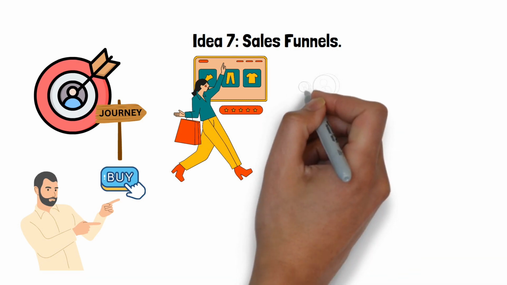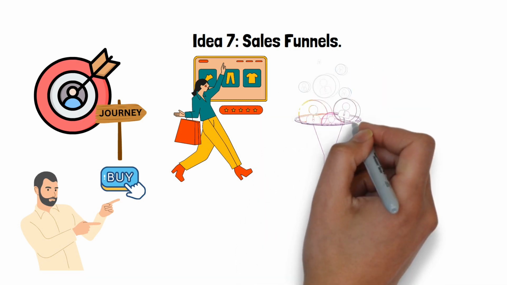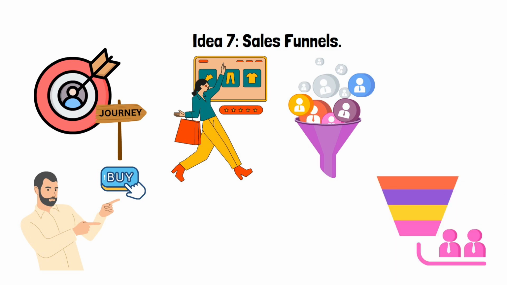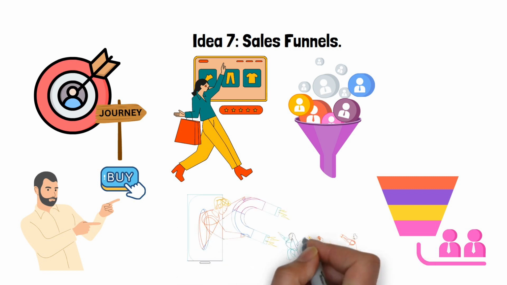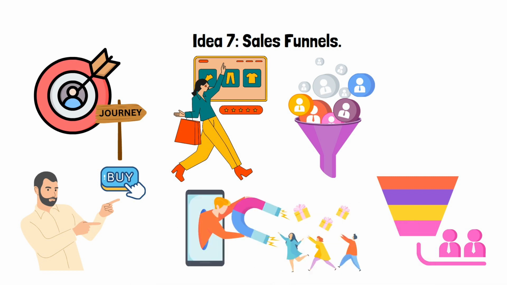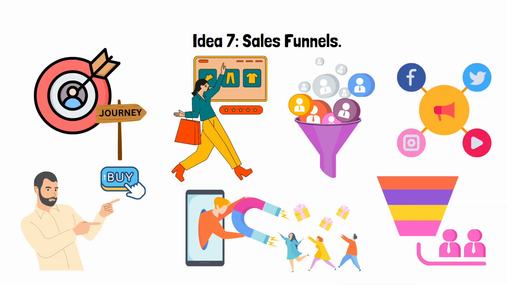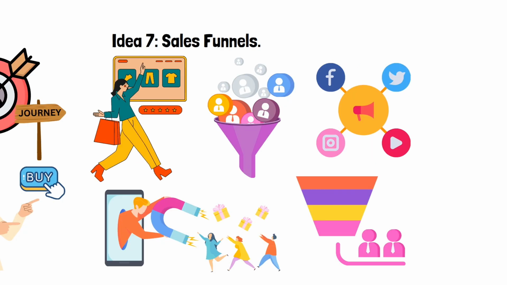Think of it as a real funnel, where at the top you pour in potential customers, and as they move through the funnel, the number narrows down, filtering out those who are less interested until only those who are ready to buy come out at the other end. At the start of the funnel, the focus is on attracting a large number of people. This might involve content like blog posts, social media, or ads that catch their attention.